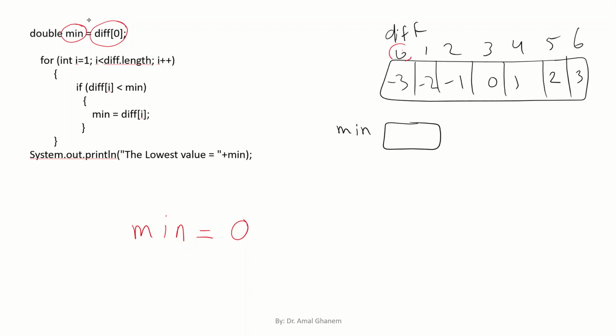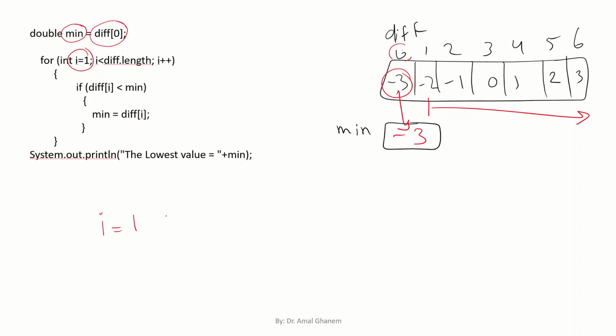But if you need the value inside location 0, you have to say the name of the array at location 0. So that's why this minus 3 will be saved as the minimum. Now, I am assuming that the first location is the minimum, which means I have to go from location 1 till the end of the array, and I have to start comparing. Do we have another number that is smaller than minus 3? So that's why we will say I starts from 1.